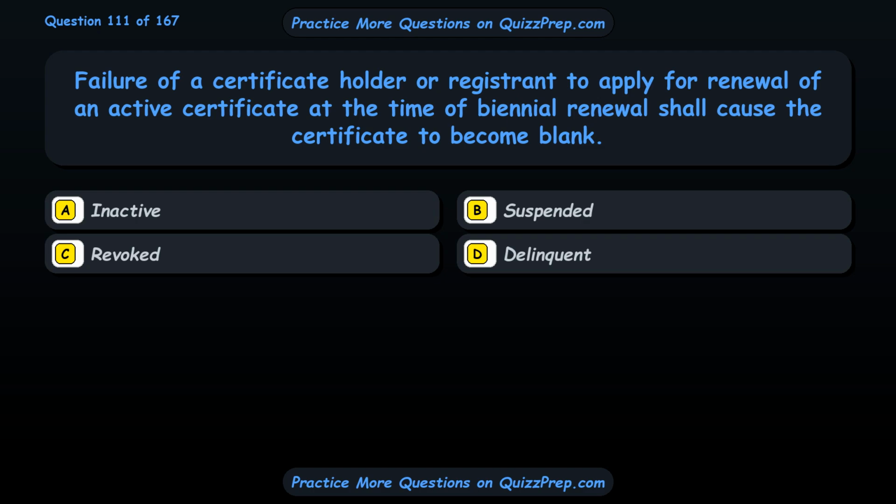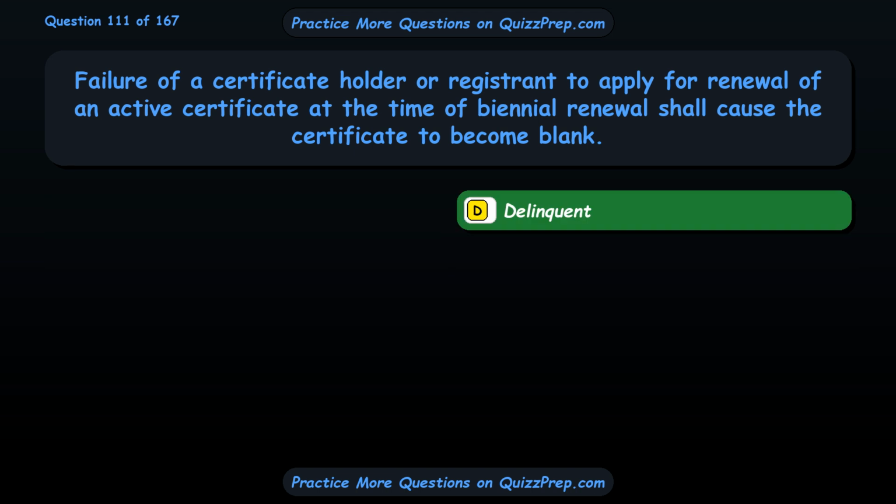Question 111. Failure of a certificate holder or registrant to apply for renewal of an active certificate at the time of biennial renewal shall cause the certificate to become blank. Option A, inactive. Option B, suspended. Option C, revoked. Option D, delinquent. The correct answer is option D, delinquent.